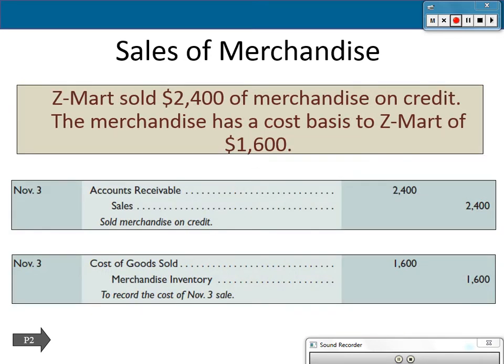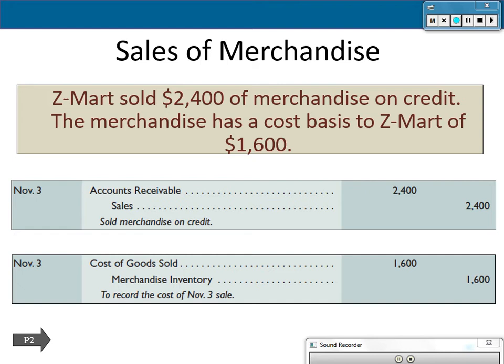This is the journal entry I'm referring to. So our company sold $2,400 worth of merchandise on credit, right? So we created an accounts what? Receivable. The merchandise has a cost basis of $1,600. So our first journal entry is to account for the actual sale itself of merchandise. So we debit accounts receivable, or increase accounts receivable, $2,400, and we credit our sales.